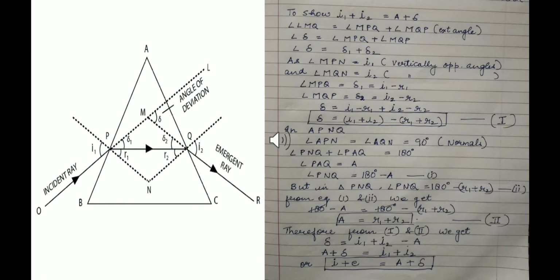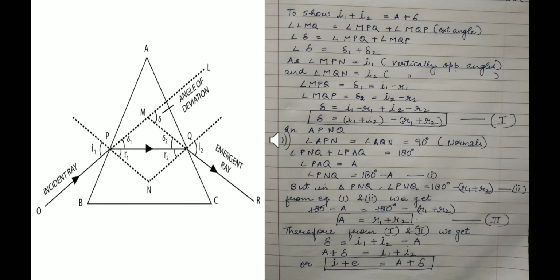Now, you know the formula for a triangle, this identity that the exterior angle is equal to the sum of the two opposite interior angles. You must have studied this identity that the sum of two interior angles is equal to the exterior angle. Okay, so that has been applied over here. You can see LMQ is an exterior angle for angles MPQ and MQP. So MPQ plus MQP when added will be equal to the angle of deviation delta.